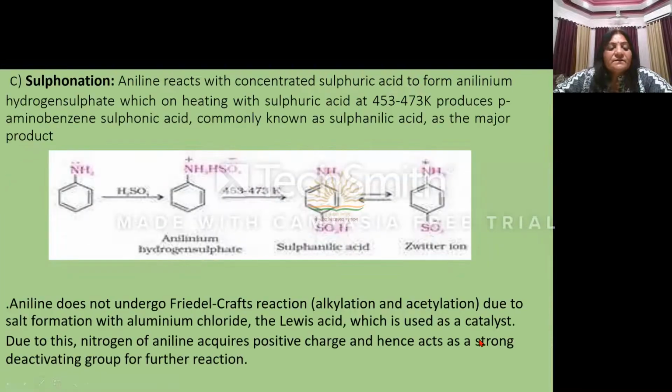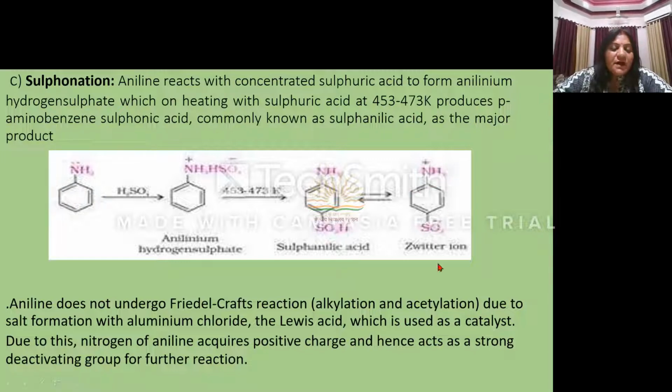Now sulfonation. Aniline again reacts with the acid to form anilinium ion, anilinium hydrogen sulfate, with positive charge, which decreases the electron density at the ortho position. When we heat it in this range of temperature, then sulfanilic acid is formed, which rearranges as a zwitterion, NH3 positive and SO3 negative. This zwitterion may come in the 1 mark question also.